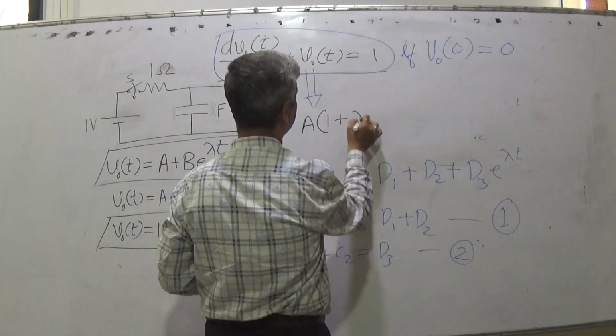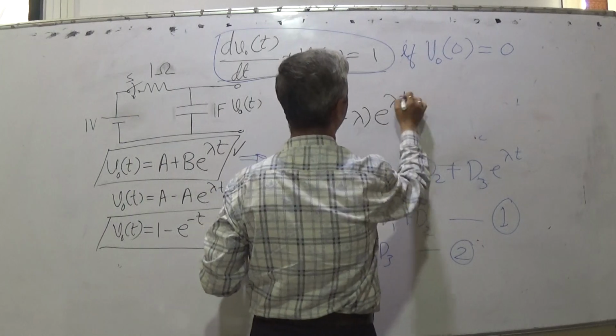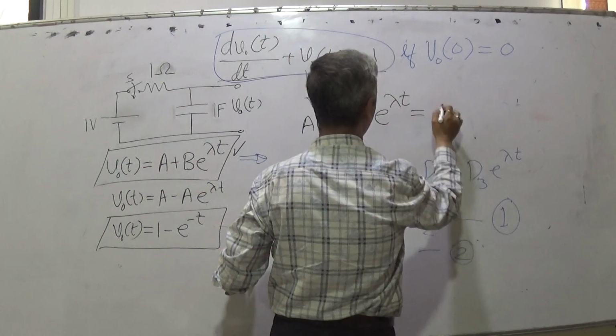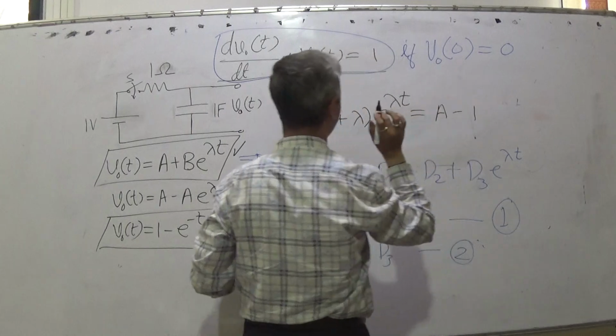A into 1 plus lambda e raised to lambda t was a minus 1, as we met.